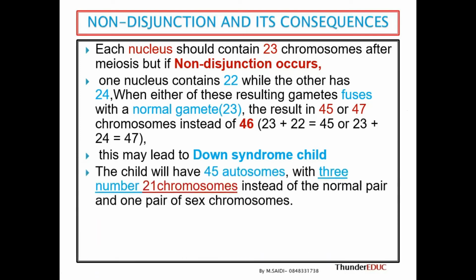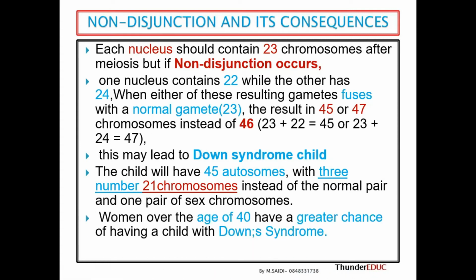The child will have 45 autosomes with chromosome number 21. It means that chromosome number 21 is going to be three of them. That's why we call it trisomy. That cell is called a trisomy because you have three chromosomes of the same kind instead of a normal pair, and one pair of sex chromosomes. So if there are 45 plus the sex chromosomes, which are X and Y or X and X based on which gender it is, then it's going to become 47.